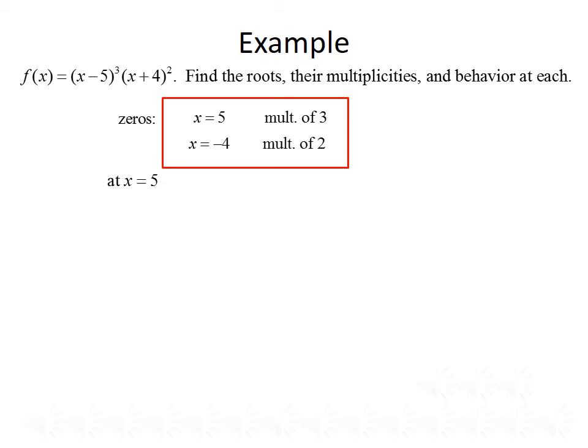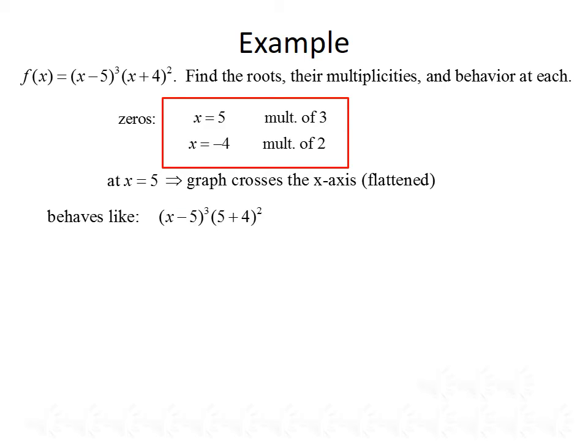So let's consider the behavior at each zero. At x equals 5, the multiplicity was equal to 3, so that means that the graph will cross the x-axis, but it'll be flattened when it crosses. And to find a function that our function behaves like, we'll plug 5 into the x values in the other factors, which will give us x minus 5 cubed times 5 plus 4 squared, which is x minus 5 cubed times 9 squared. And if we simplify that, that'll give us 81 times x minus 5 cubed. So at the zero x equals 5, our graph behaves like the graph of 81 times x minus 5 cubed.